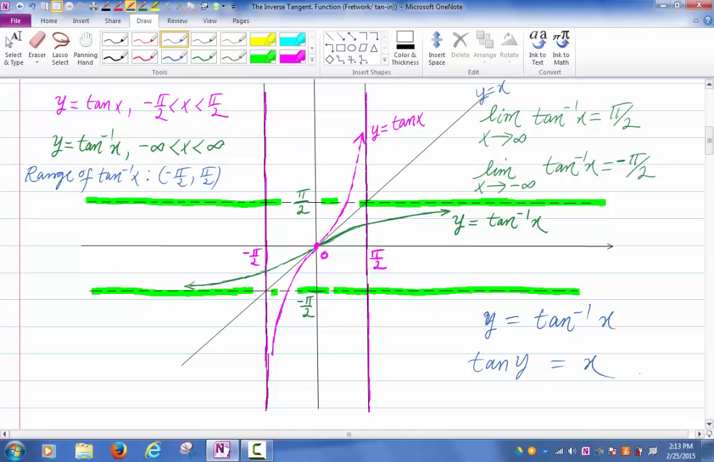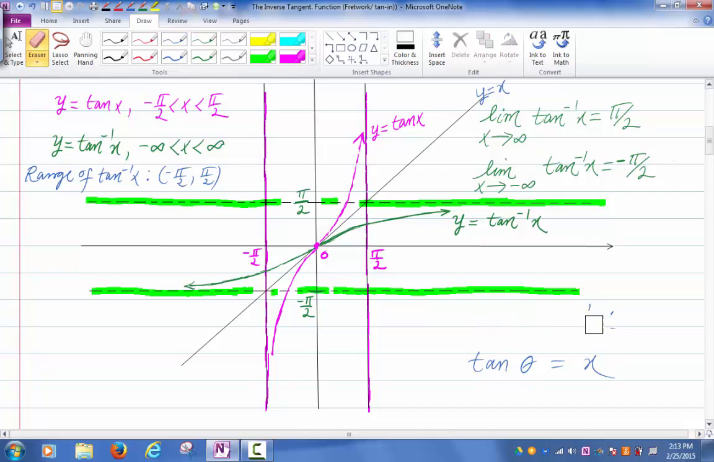Right? Is that clear? Maybe instead of y, I should be using theta. Maybe the other y is confusing. So this is theta and this is theta. As x goes to infinity, tangent of theta goes to infinity, but tangent of theta goes to infinity only if the angle theta goes to pi over 2. That's clear from the graph of tangent, right? Same way, if x goes to negative infinity, tangent of theta goes to negative infinity, which means the angle must be near negative pi over 2. Okay, so that's how I know the limit.